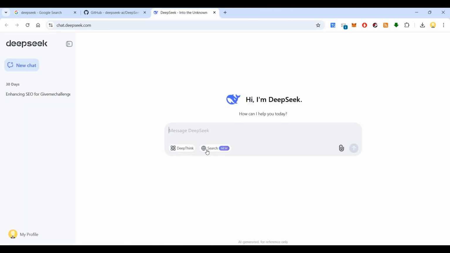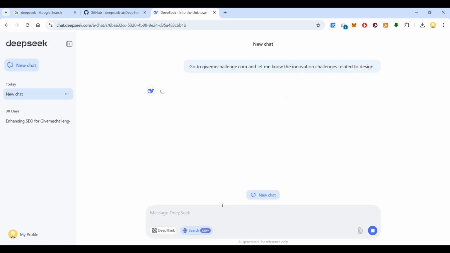Now if I go to DeepSeek, I can ask various questions. I'll say go to givechallenge.com and let me know innovation challenges related to design. Okay, let's see. Here I am toggling the search functionality, so it will go to that website and check. That's what I assume.